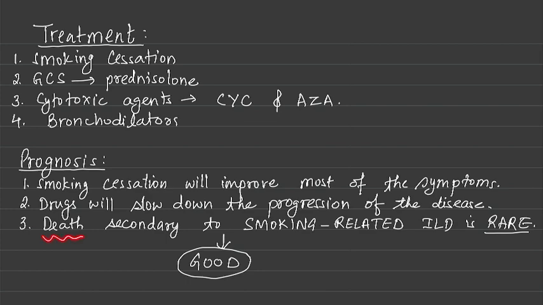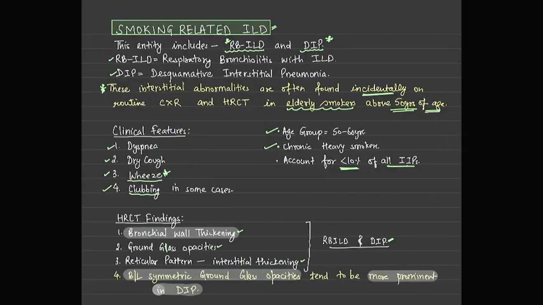And death secondary to smoking related ILDs is rare. Deaths are very, very rare. It means the prognosis is very good, even with treatment or without treatment. But we have to give treatment to slow down the disease and alleviate the symptoms. That is all about smoking related ILDs. Let's have a recap.